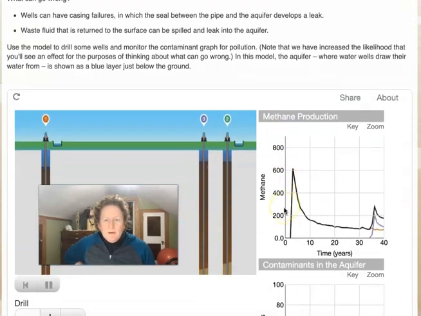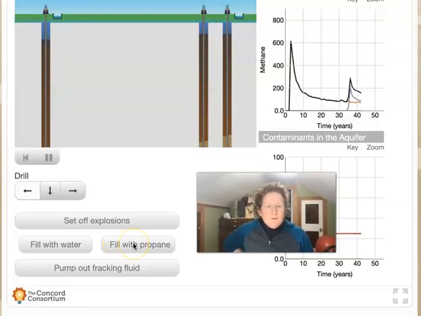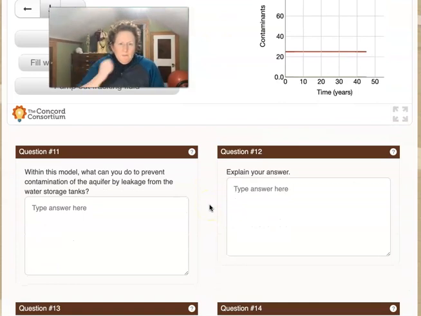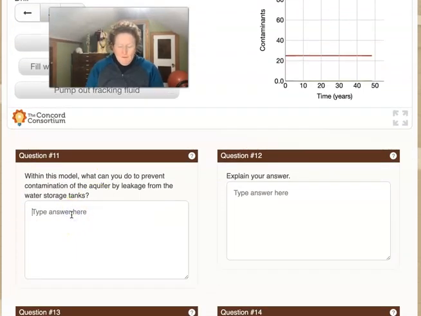This purple line here is going to be the amount of fracking fluid, and propane is more expensive as a fracking fluid, but it's a little bit cleaner because it doesn't contaminate the water, the aquifer. So with this model, what can you do to prevent the contamination of the aquifer by leakage from the water storage tanks? Well, you can not use water. You can use propane, which is more expensive.